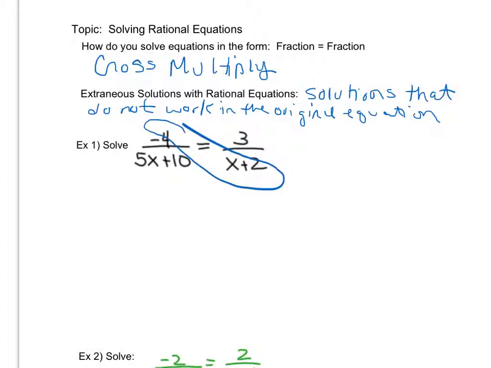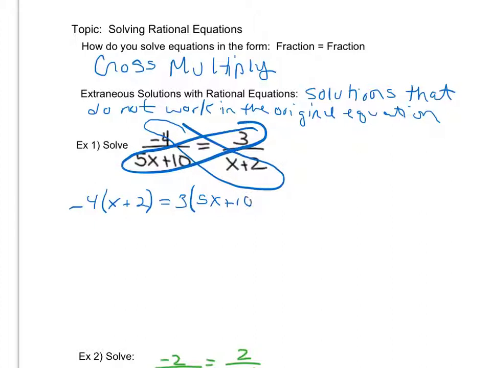So example 1, I'm going to cross multiply. I'll multiply those together, and I'll multiply these together. Big thing to remember is that x plus 2 is currently grouped together underneath that fraction bar. Parentheses are a way to group things, and fraction bars are also a way to group things. Since x and 2 are being grouped together, once I get rid of that fraction bar, I have to still show they're grouped, so I transition to parentheses. So I will have -4 times (x plus 2) equals 3 times (5x plus 10).